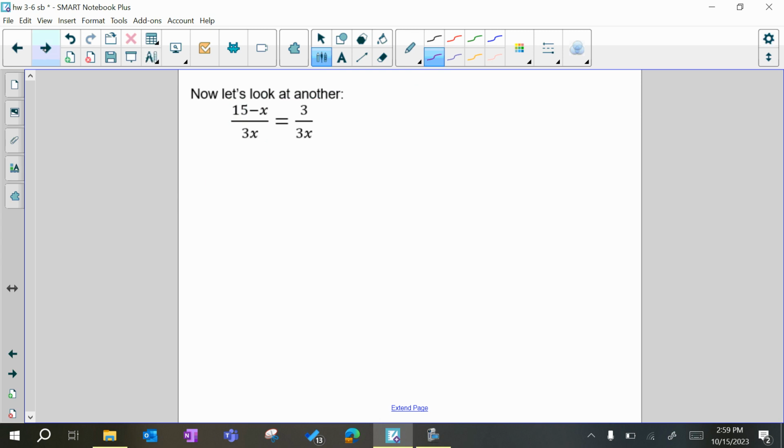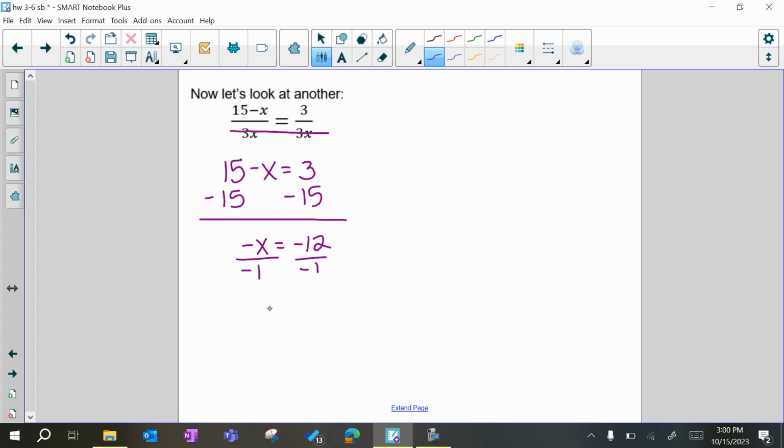So here's one again. My denominators match, so I'm able to just cross them out and do 15 minus x equals 3. I can subtract 15 on both sides, so negative x equals negative 12, which means that x equals 12.